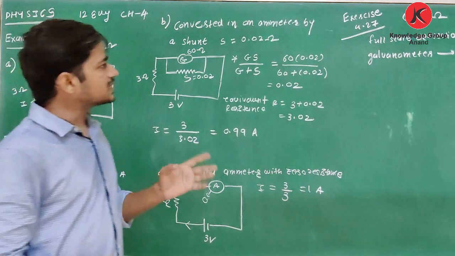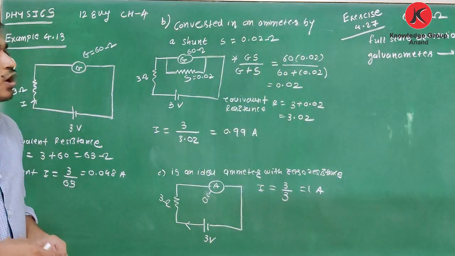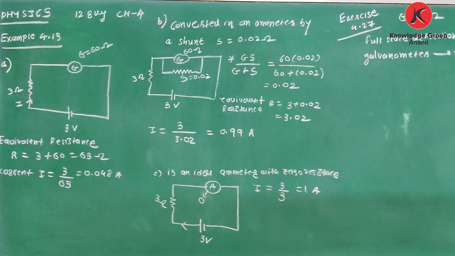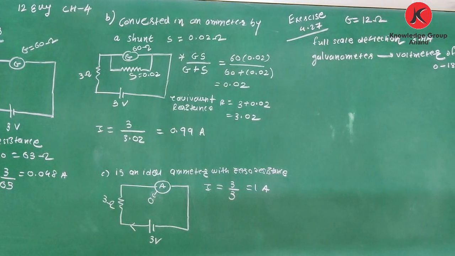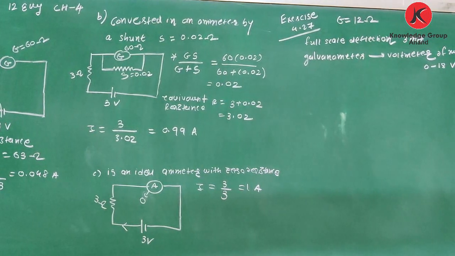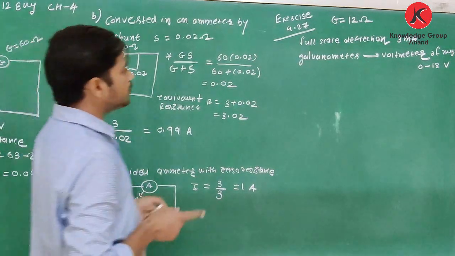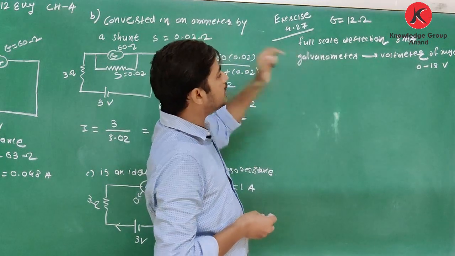Okay. Now, next question, that is exercise 4.27. What is given? You are given a galvanometer having resistance G is equal to 12 ohm. Resistance of galvanometer is 12. And this galvanometer shows full scale deflection for current 3 milliampere.